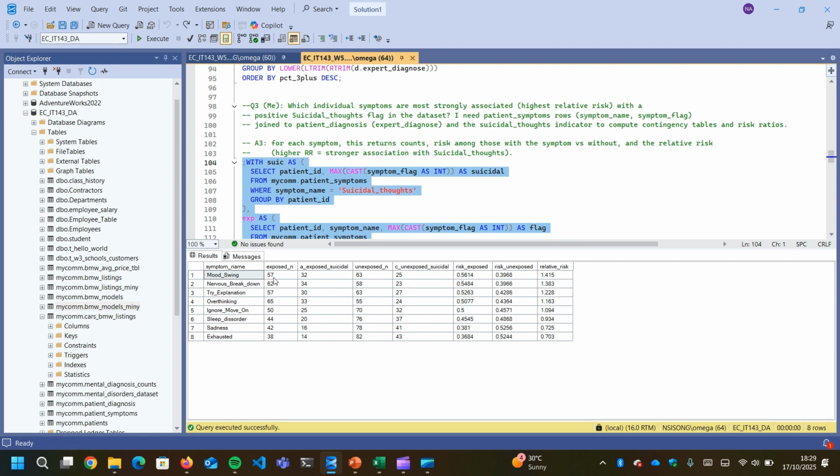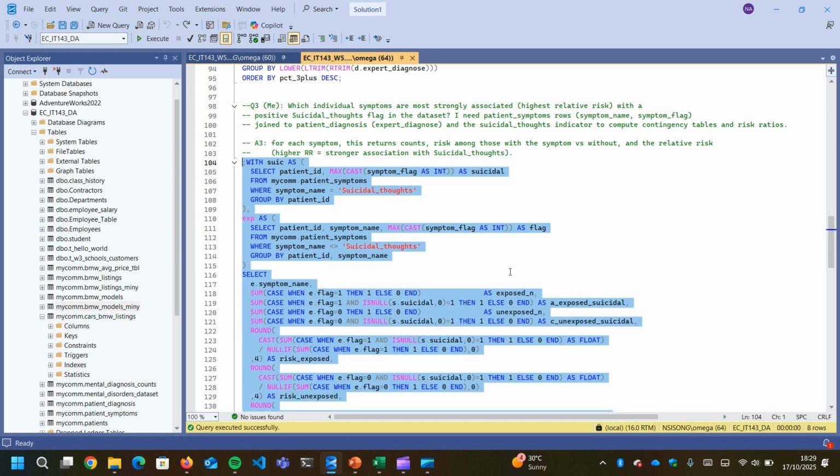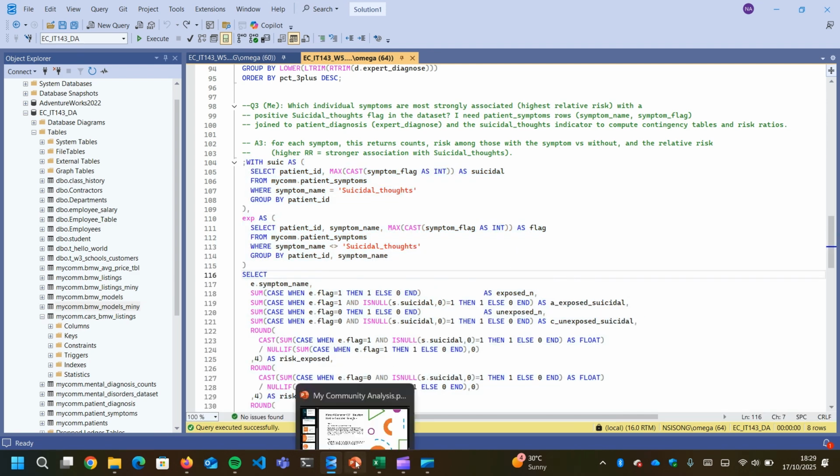The mood swing, exposed, this is the suicidal thought, unexposed suicidal thought, the risks exposed, risks unexposed, and the relative risk. This is the highest one, 1.4. So that is how it goes. So we're going to move over to the next question because of time.